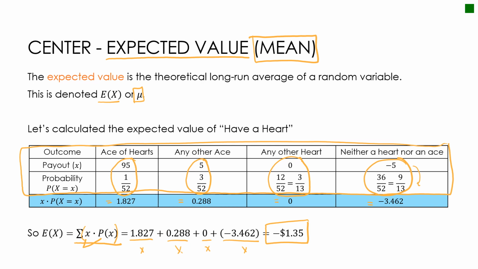That means each and every time I play the game, I'm expecting to lose $1.35. Now, I have a lot of students who say, well, if I took 5 minus 1.35, I'm actually winning money each time. But that is not the case. Remember, I already took into account that you paid $5. That's why this is 95 instead of 100. So this is saying every time I play, I lose $1.35.